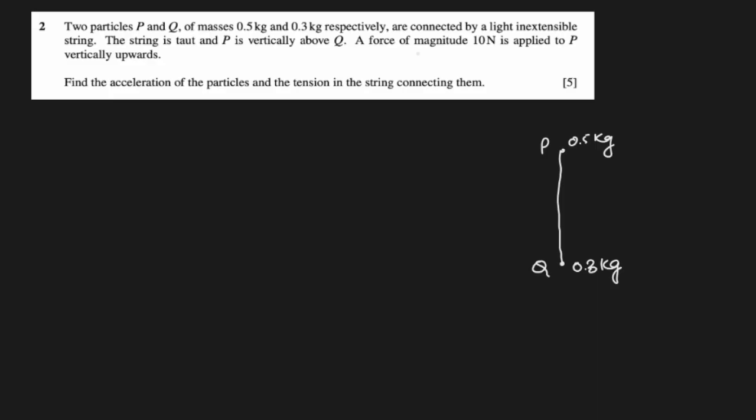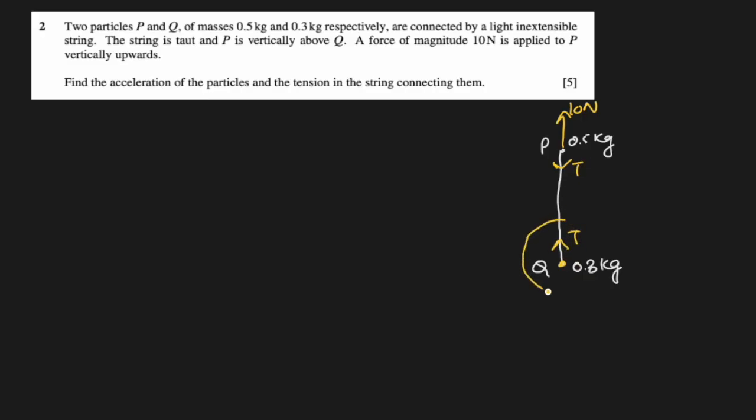A force of 10 Newton is applied to P vertically upwards. So there is a force of 10 newtons on P upwards. Find the acceleration of the particles and the tension in the string. Two things we have to find out. So there will be tension here. So this will be tension and tension.